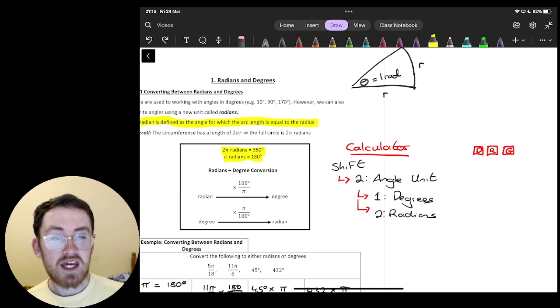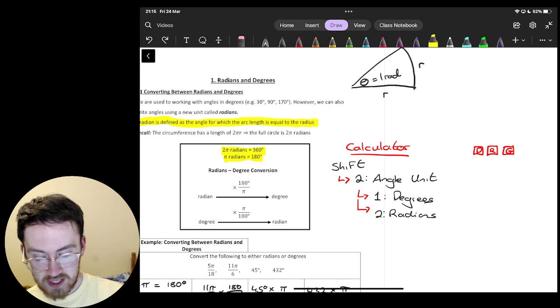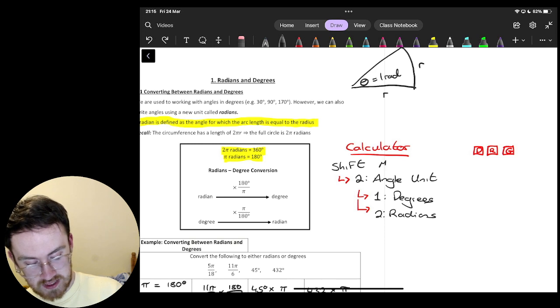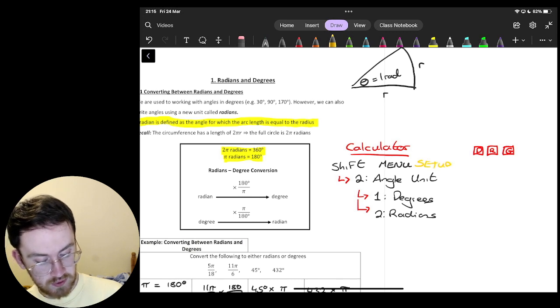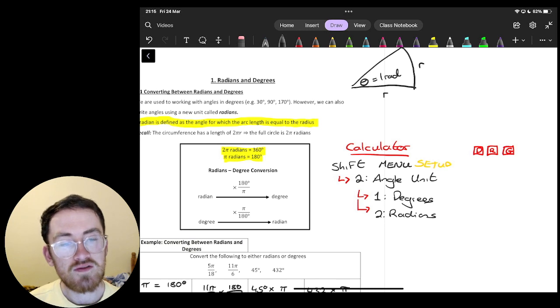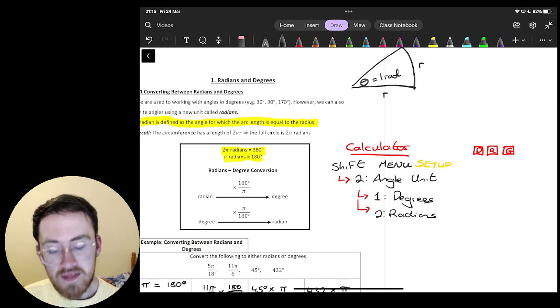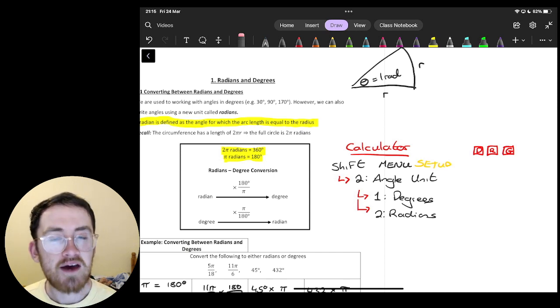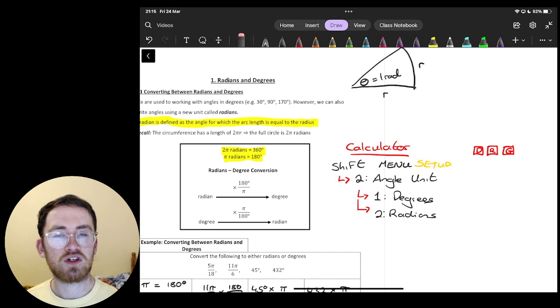To actually change it, what you need to do is press Shift, and then press the menu or the setup button. Okay, so it says menu, and then in the shift settings of it, it says setup. So by pressing shift, we're accessing that setup part. Then you're going to press number 2, which is angle unit, and then we pick either degrees or radians, depending on which we want. And there are ways of spotting which one your calculator is set to.